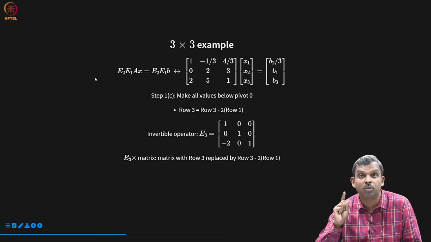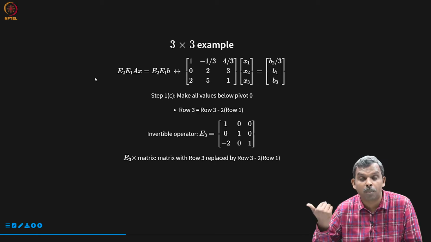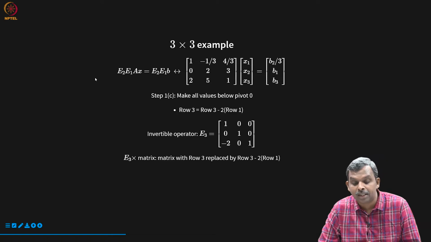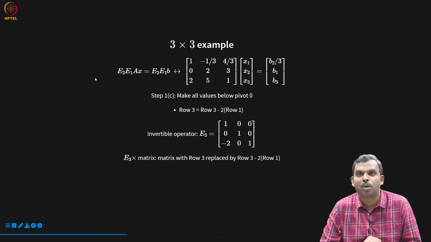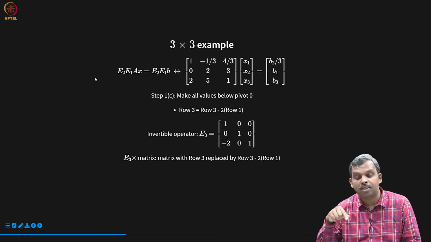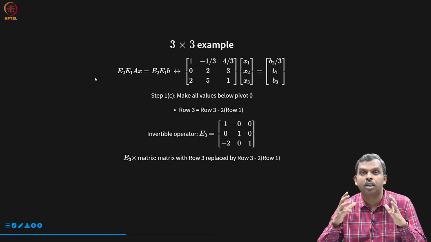Once again, an invertible operation. I can always undo this. I can add 2 times row 1 again to go back to row 3 if I want. So it's invertible, and it's also represented by a nice little matrix that I'm calling E3 here. First row remains as it is, second row remains as it is: 1 0 0, 0 1 0. What do I do for the third row? I need to do minus 2 times the first row and nothing in the second row, and then 1 in the third row. So this E3 times a matrix is exactly the operation that I want to do on the row. This is also an elementary row operation.